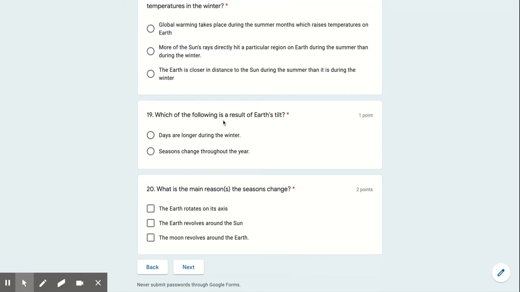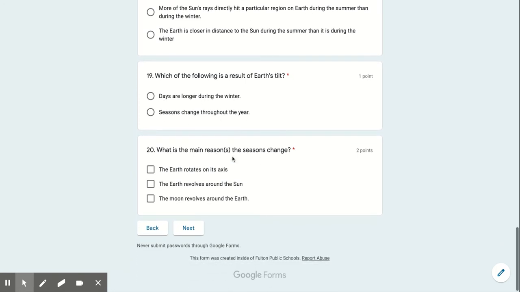19. Which of the following is a result of Earth's tilt? Days are longer during the winter. Seasons change throughout the year. Question 20. What is the main reason or reasons the seasons change? This one's worth 2 points, so it probably has 2 answers. The Earth rotates on its axis. The Earth revolves around the Sun. The Moon revolves around the Earth.